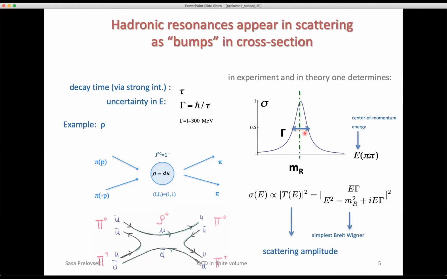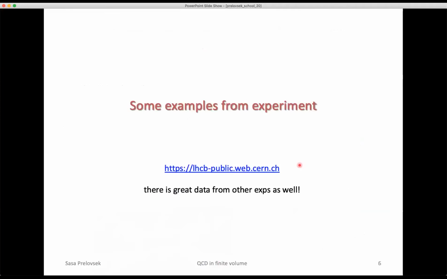So this would be probably a more appropriate title of my lecture, scattering in lattice QCD. So this will be the game. But before I give even the outline, some motivation from experiment. And I picked some beautiful results from the LHCb experiment, which can all be obtained from this slide. Of course, other experiments have really nice results as well.